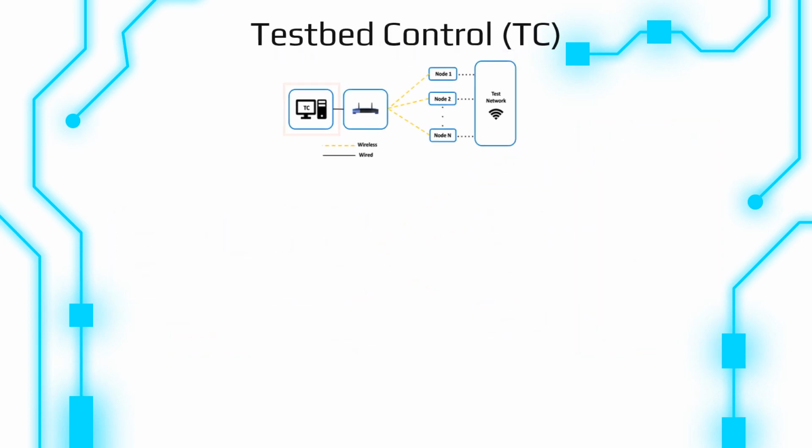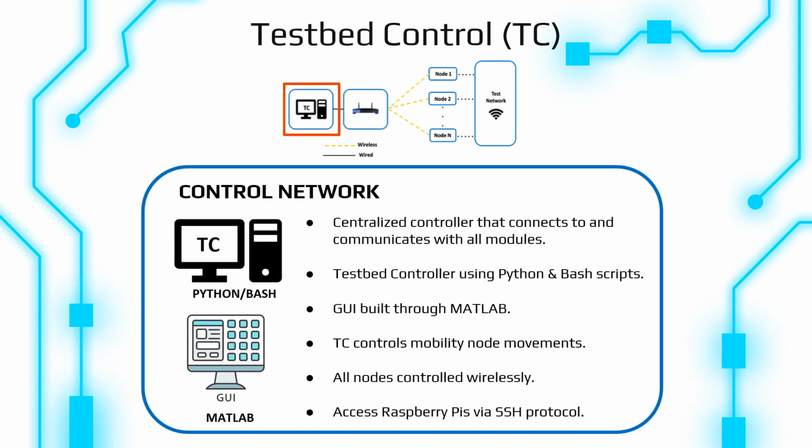From the testbed controller, we're able to wirelessly communicate with all of the nodes via SSH protocol using Python and Bash scripts. Also, through our graphical user interface, we're able to control the mobility node's movements and test parameters.